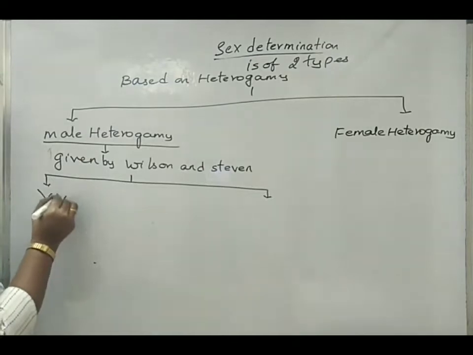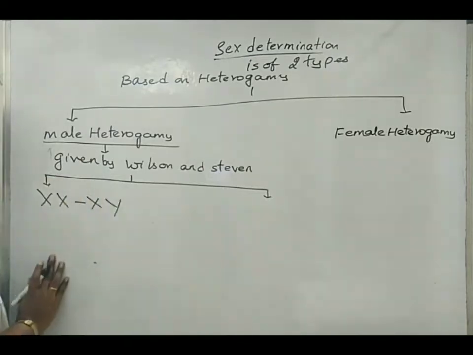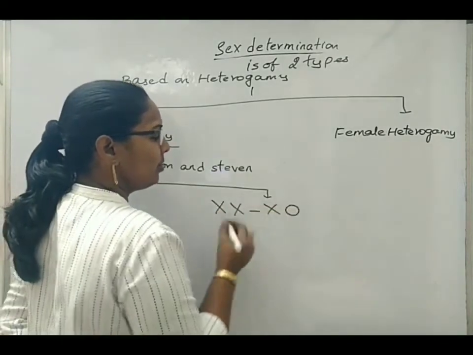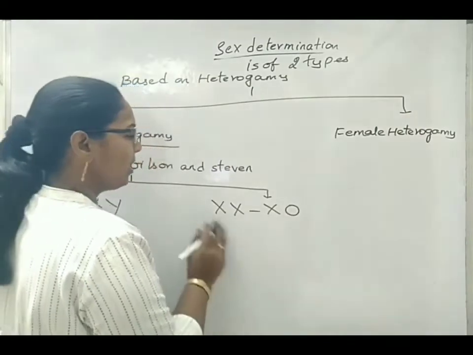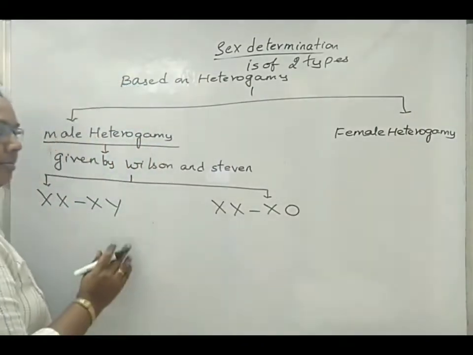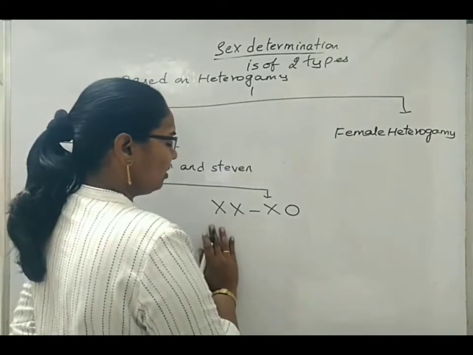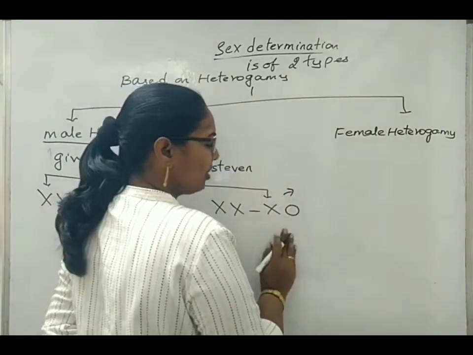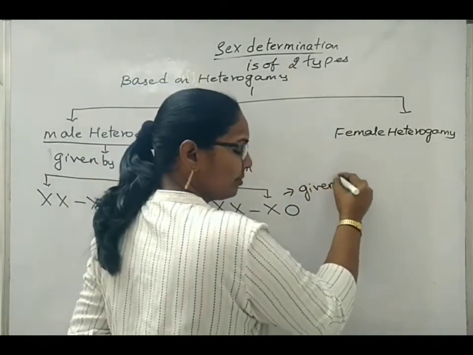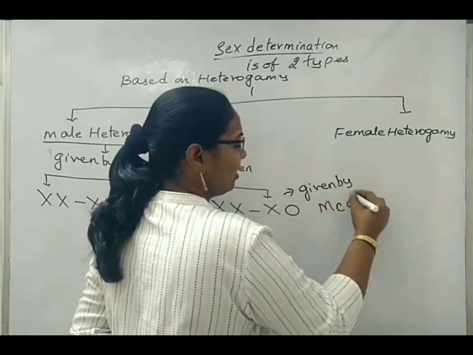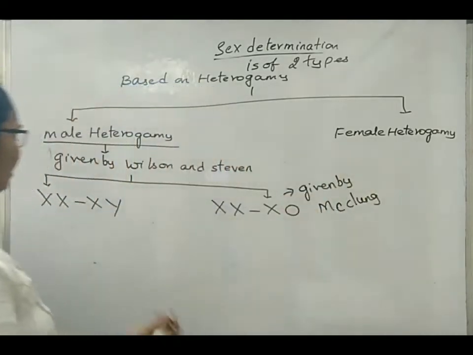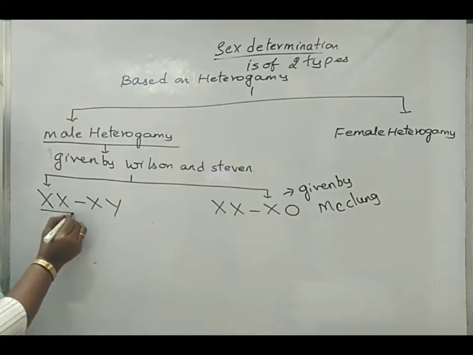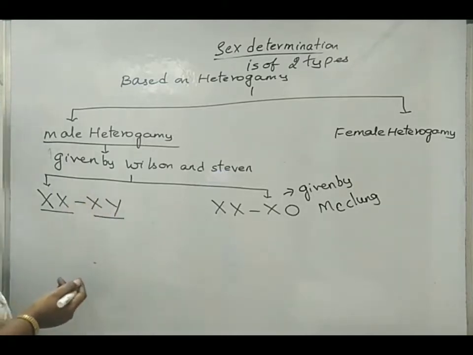That is, XX and XY type is seen in some types of organisms. XX in female and XO is seen in some types of other organisms. Now, this type of chromosomal distribution, XX and XO, is given by McClung. What does it mean? It means the sex chromosomes of a female will be XX, and the sex chromosomes in case of male.